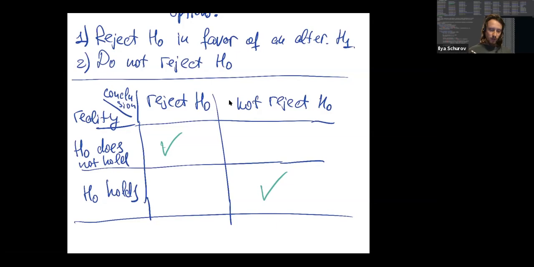And there are different errors and they have different names. If we reject null hypothesis provided that null hypothesis holds, it means that we mistakenly claim that a person has magical abilities, provided the fact that this person does not have magical abilities. So this is called type one error or false positive.